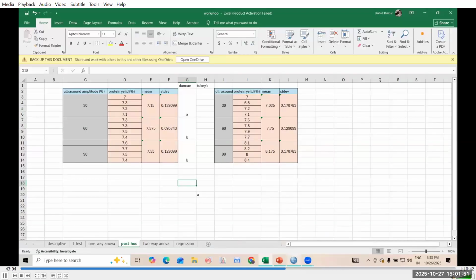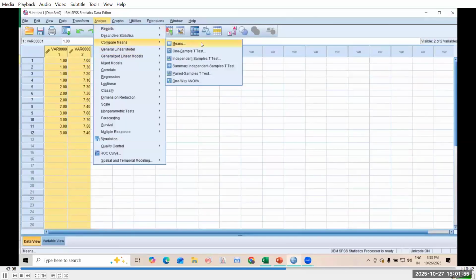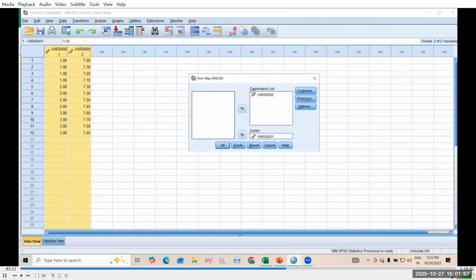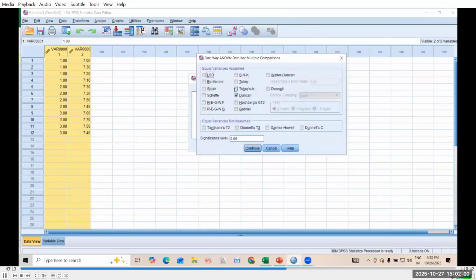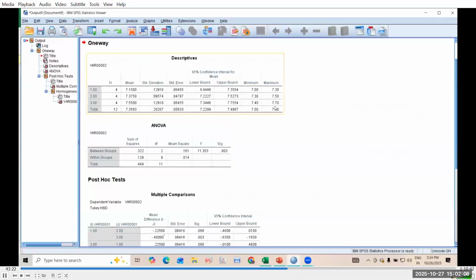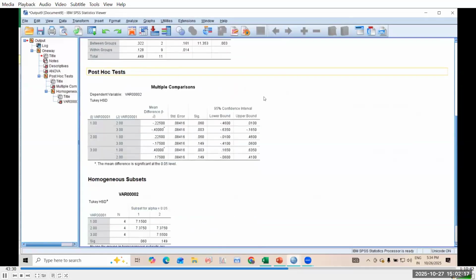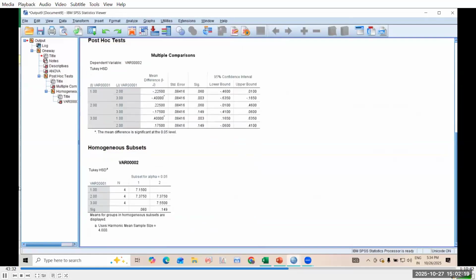First we'll go for the analysis: compare means, one-way ANOVA, same thing, but in post-hoc we'll click on Tukey's, not Duncan, and continue. This is the descriptive. The significance level is the same. One-way ANOVA shows that there is a significant difference between the groups. While in the post-hoc test, we have taken Tukey's.